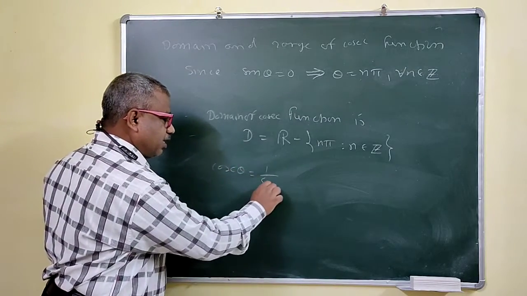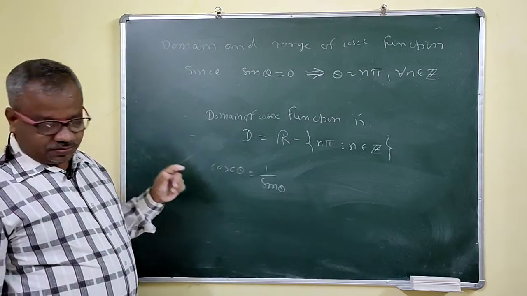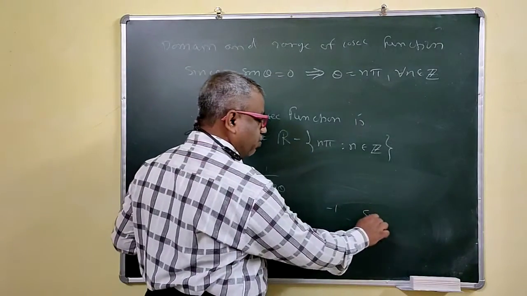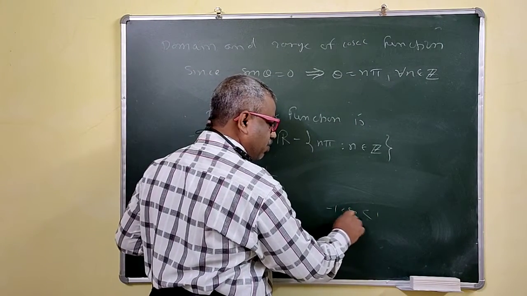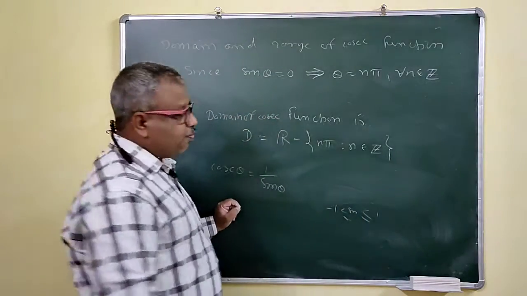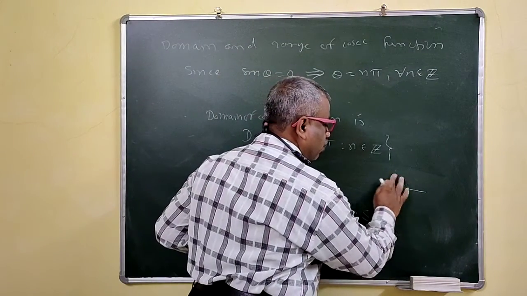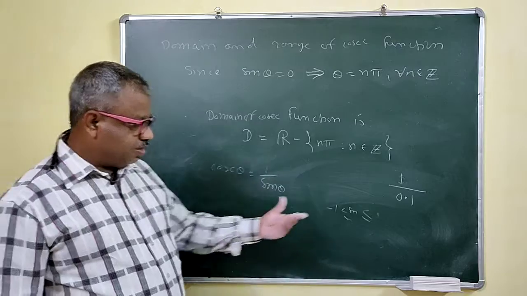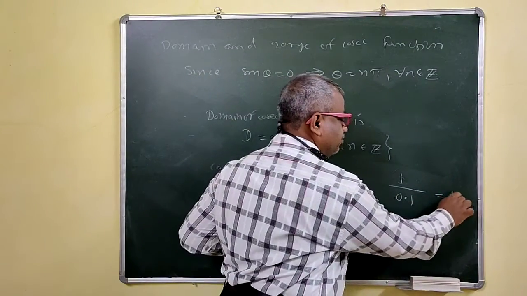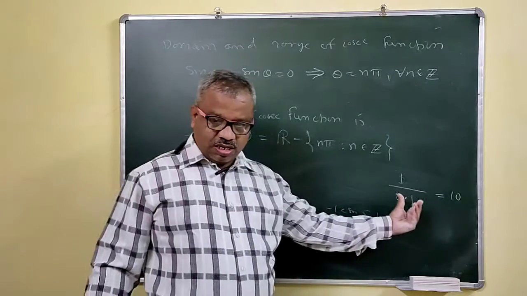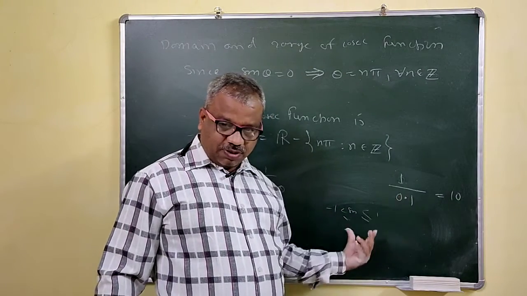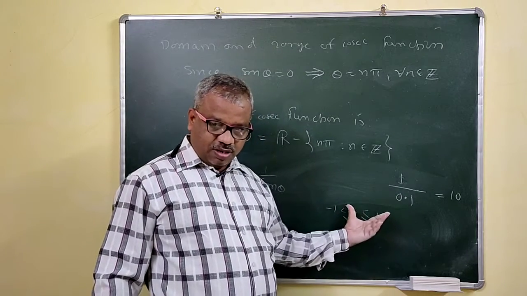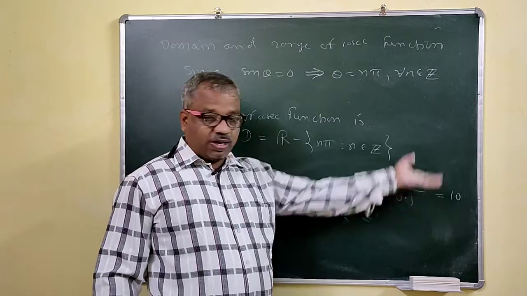Cosec theta is 1 upon sin theta, and sin theta lies between -1 and 1 now. Suppose this is 0.1, then 1 upon 0.1 is nothing but 10. Your denominator lies between -1 and 1. So if you take the reciprocal of numbers lying between -1 and 1, what happens then?